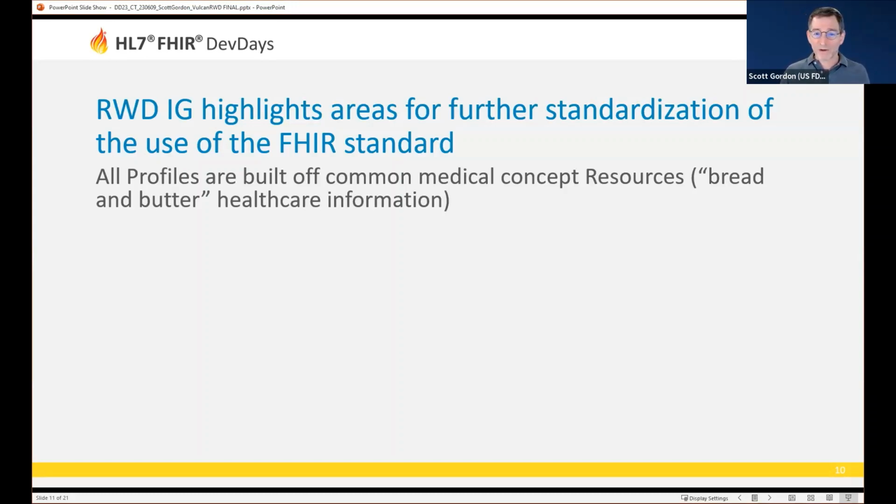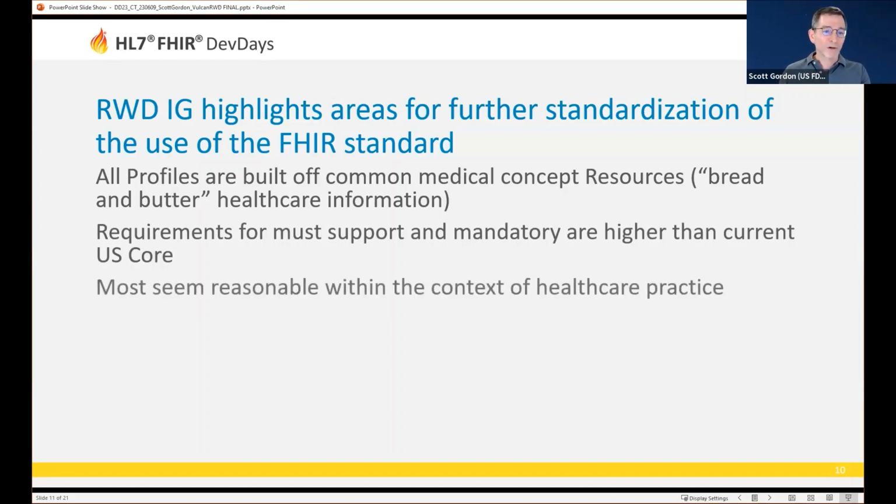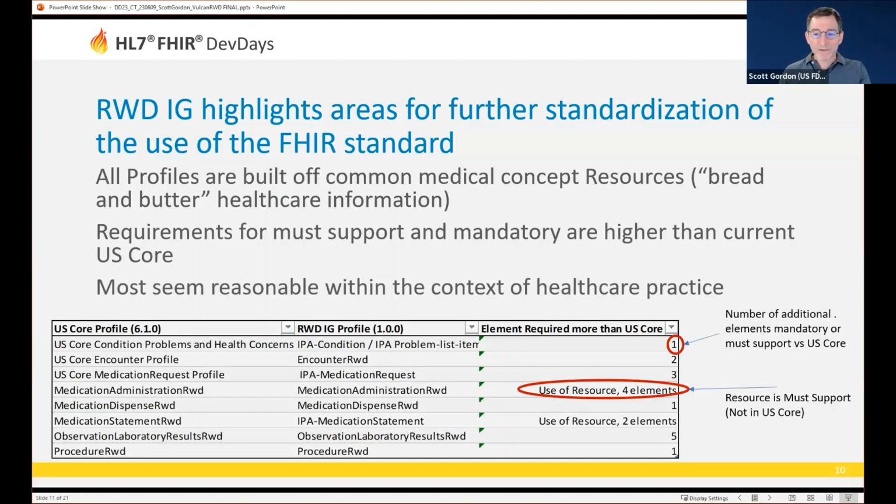There's bread and butter healthcare information, so nothing new there, but they do push a little more in terms of the bits that are required than even US Core does. And from our perspective, they do seem reasonable, though, within the context of healthcare practice. So as a summary, this presents where we go above and beyond US Core. This is comparing the IG to the current 6.1.0 version of US Core.